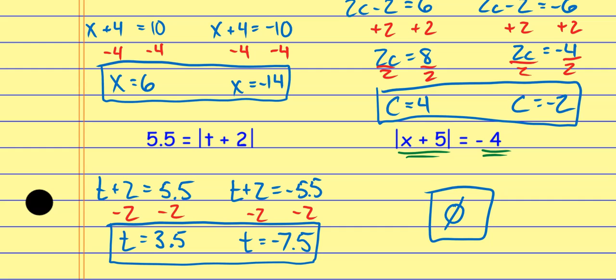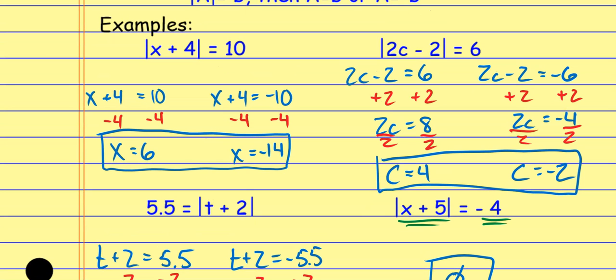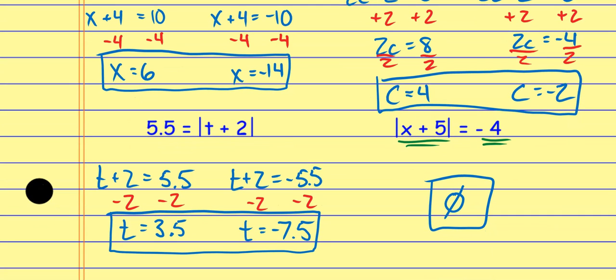When we're solving these equations, because there are two values that can be that same distance away, we always split it into two. And the way to do that is we take what's inside the absolute value equals the thing on the other side of the equal sign, or it equals the opposite. So like here, x plus 4 equals the 10, or x plus 4 equals the negative 10. 2c minus 2 equals the 6, or 2c minus 2 equals the negative 6. Here, the thing inside the absolute value, t plus 2 equals the 5.5, or t plus 2 equals the negative 5.5. That's how we solve absolute value equations, okay? We always split it into two and solve each.